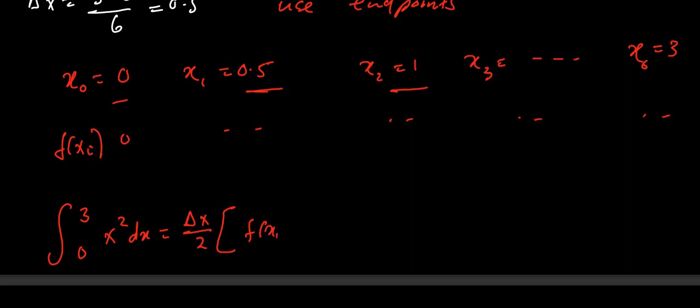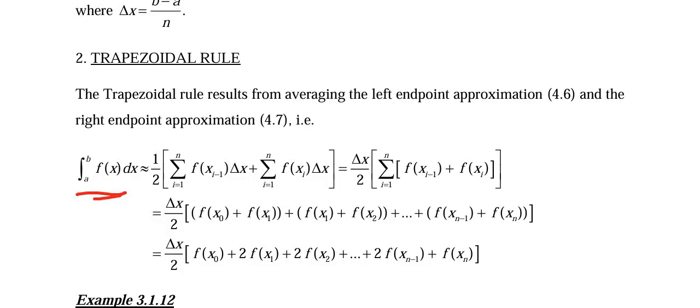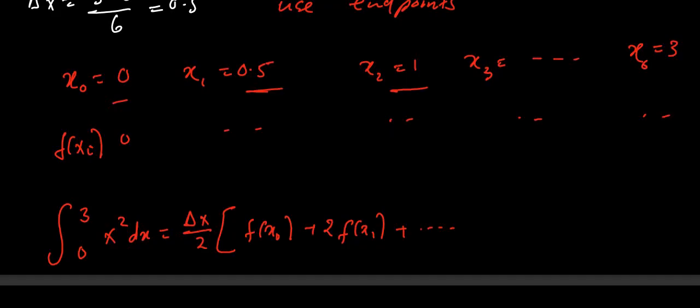We say f of x0, the first guy, plus 2 f of x1, then plus, and so on and so forth. If you notice here, there are going to be repeating outcomes, like this part and this part. That's where the 2 is coming from. This is the final formula for the trapezoidal rule, the one we're going to be replacing in. Only the first term and the last term don't have a 2 in front, but the middle terms all have a 2.